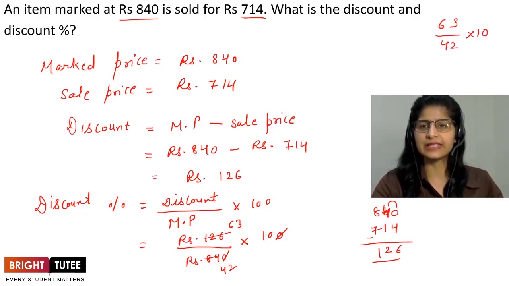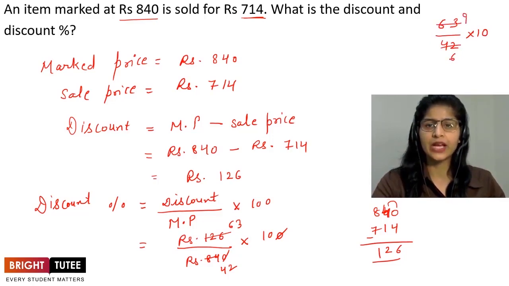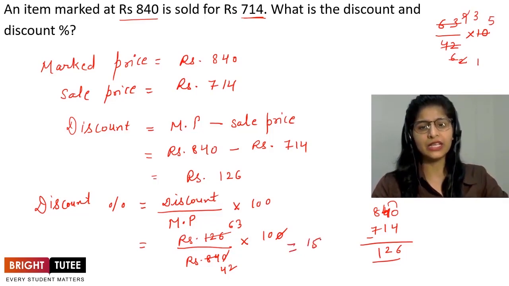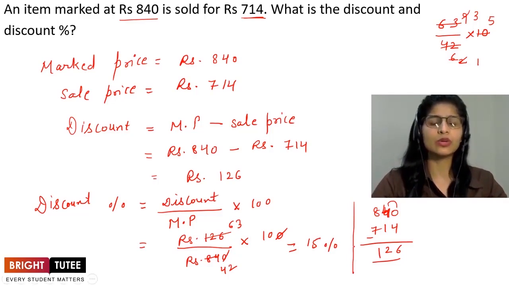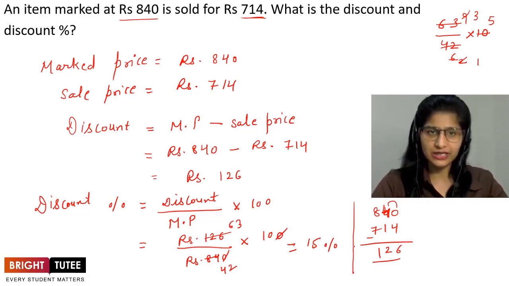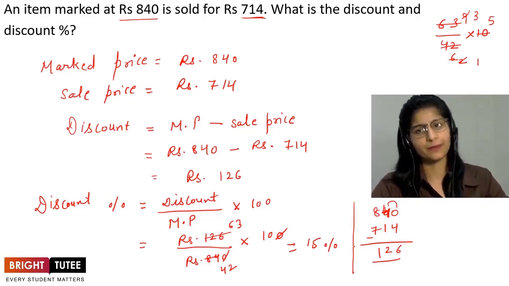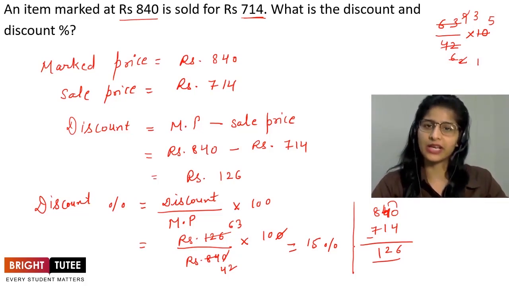So let us cancel it with 7. 7 6s are 42, 7 9s are 63. Then 3 2s are 6, 3 3s are 9. We get 3 upon 2 into 10. 2 1s are 2, 2 5s are 10. So we get 3 into 5, 15. So solving it, we get 15%. Right? So what is the percentage in discount or discount percentage? It is 15%. What is the discount given on this item? It is rupees 126. Clear? So this is how we calculate.